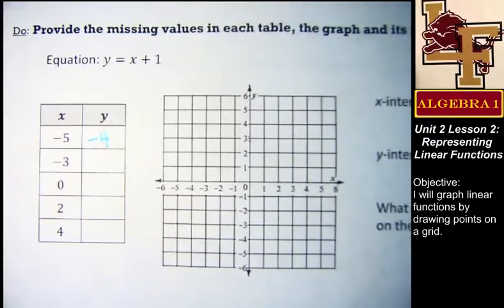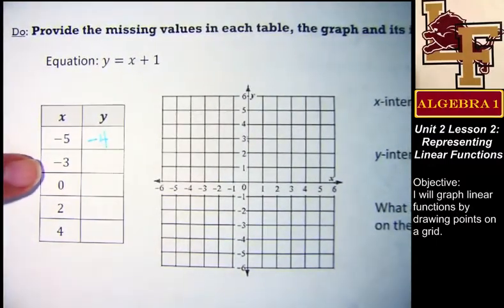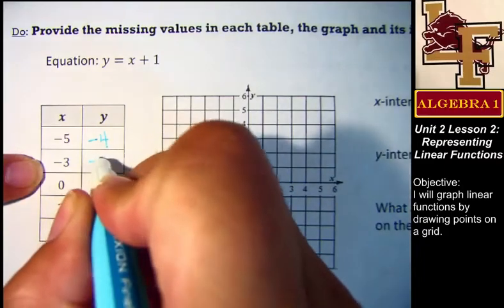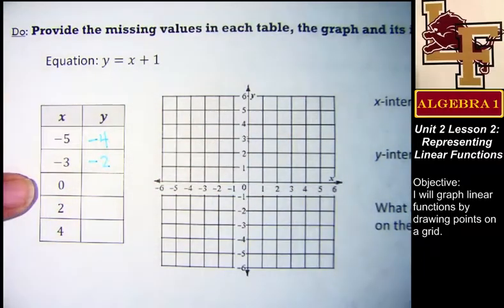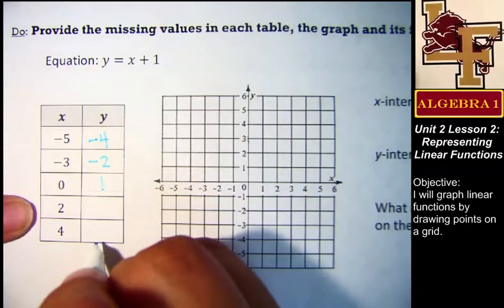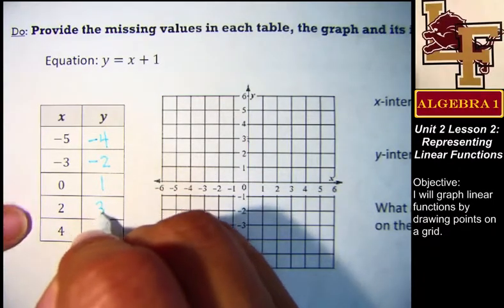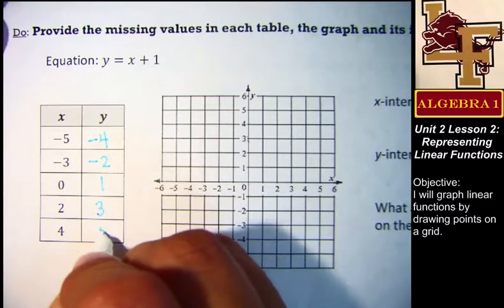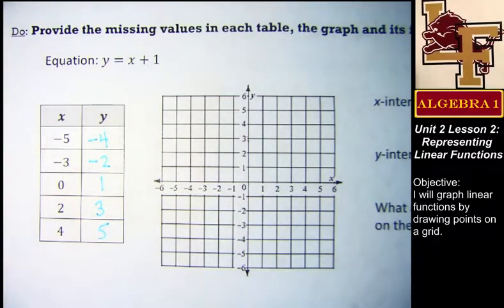All right, can I have the next point? X is negative 3, so y is? Negative 2. Someone else give me the y coordinate here? 1. All right, someone else here? 3. Someone I haven't heard from yet, give me the last one. Beautiful. All right, we're going to plot these points.